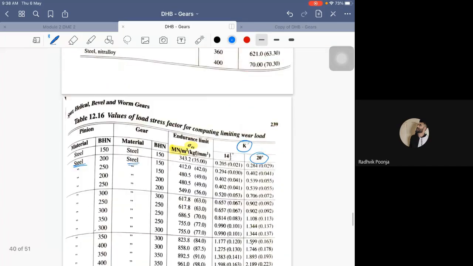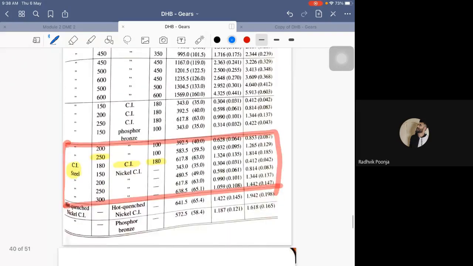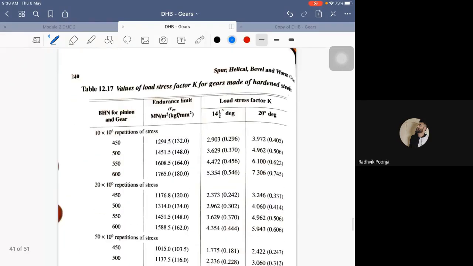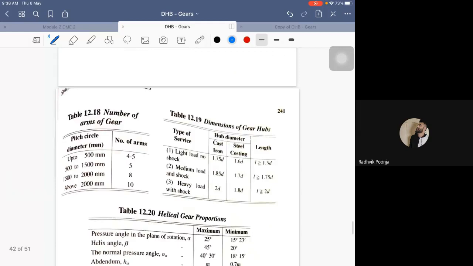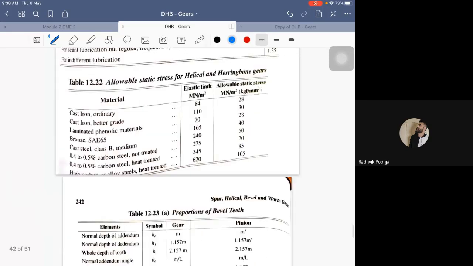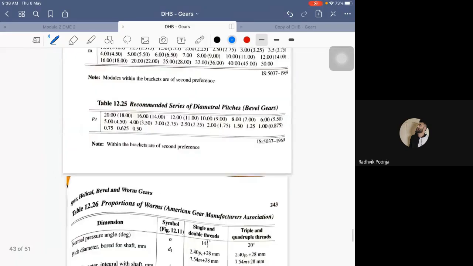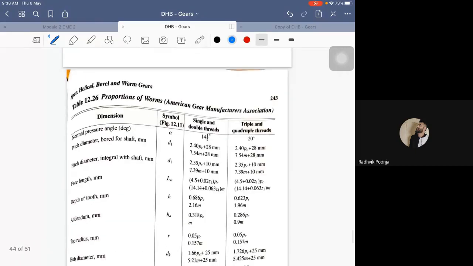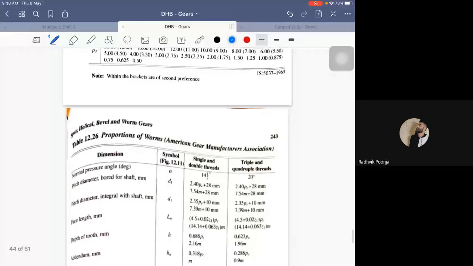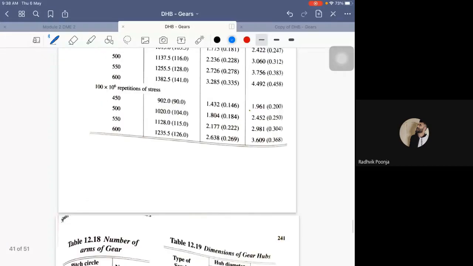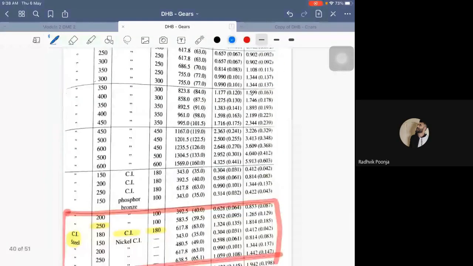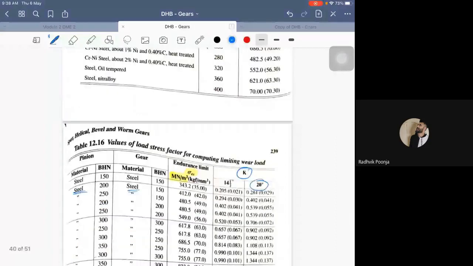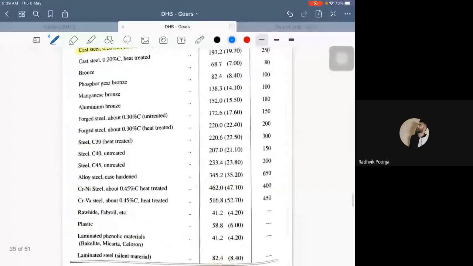Look for the suitable table where you can select a suitable design stress value for a material. 12.7, page number 234. Someone has suggested, Nitesh. Very good. We'll just come back to that particular table.